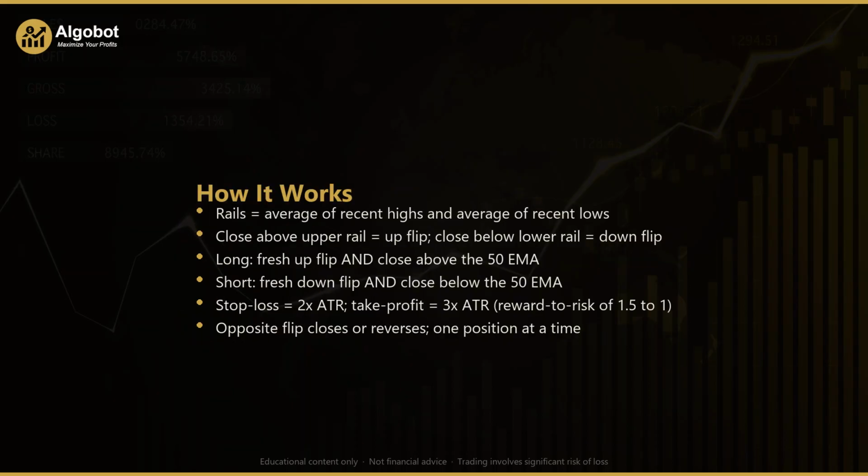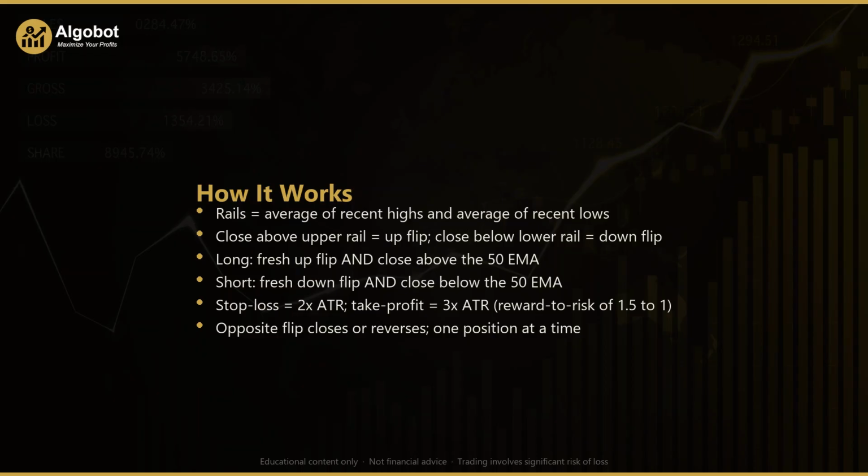Let's walk through the mechanics step by step. Everything the EA does happens on a closed bar, so nothing repaints and no decision depends on a candle that's still forming. First, the activator. On each completed bar, the strategy adds up the highs of the previous 10 bars and divides by 10 to get an average of the highs. It does the same for the lows to get an average of the lows. Think of these as an upper rail and a lower rail sitting around price.